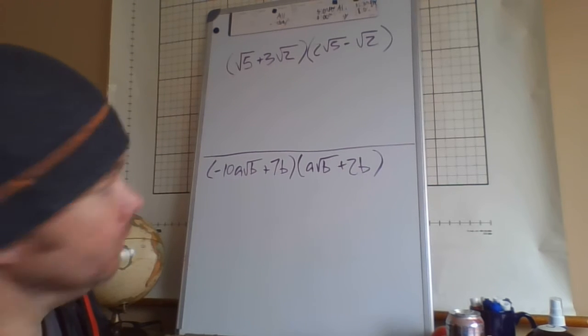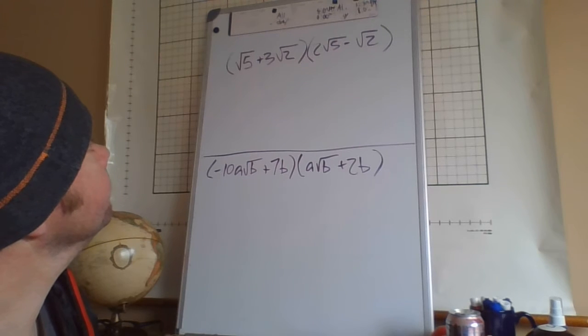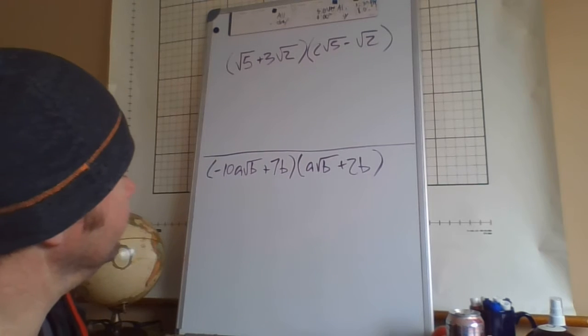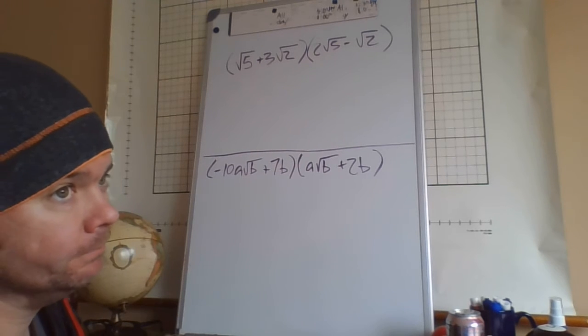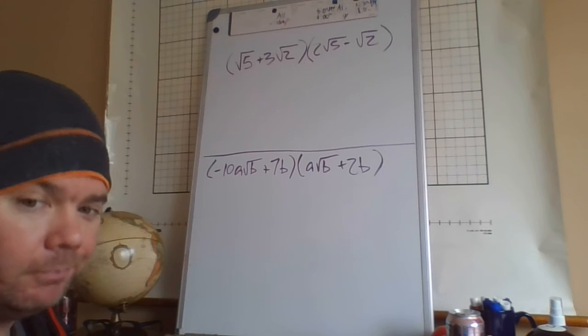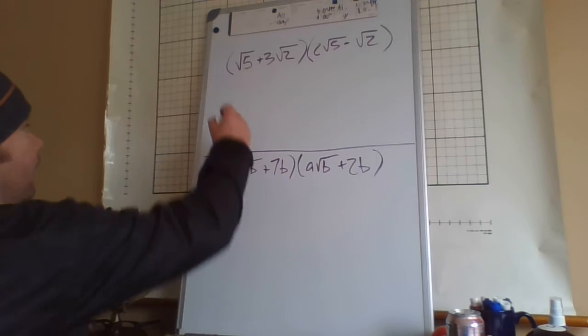We're multiplying two binomials that have radical expressions in them. And there's a couple of well-known strategies for multiplying pairs of binomials. One of them is FOIL. The other one is the box method. Let's do the box method, I think. I like that idea.